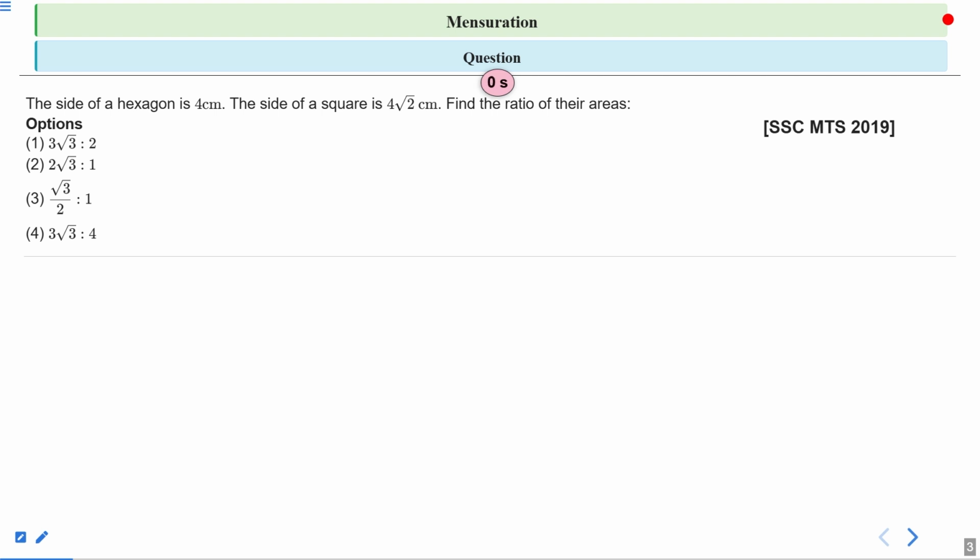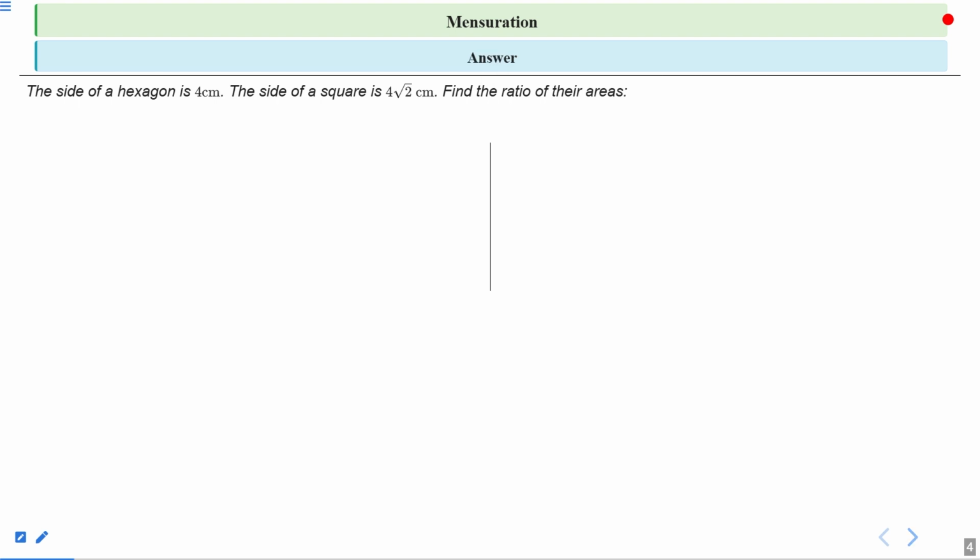Now time's up. Let's see the solution of this question. The question says that the side of a regular hexagon is 4 centimeters. We can calculate the area because in a regular hexagon there are 6 equilateral triangles, and for the square we can calculate the area, which is side square, and make the ratio. So the correct answer of this question is the fourth one, which is 3 root 3 ratio 4. Now see the detailed solution using concept 18.12.1.